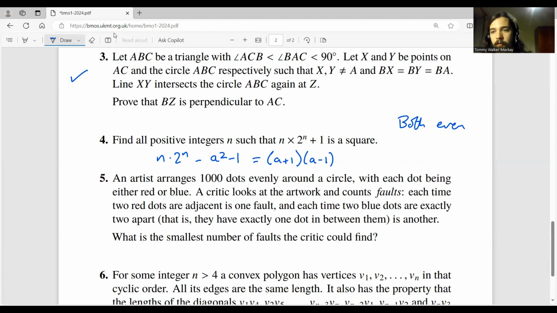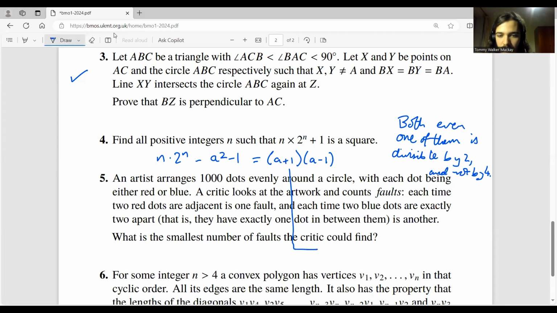However, they cannot both be divisible by 4, so one of them is divisible by 2 and not by 4. So then what does the other one have to be divisible by? Well, in order to be divisible by 2 to the n, the other one of these two factors is going to have to be divisible by 2 to the n minus 1. Right?